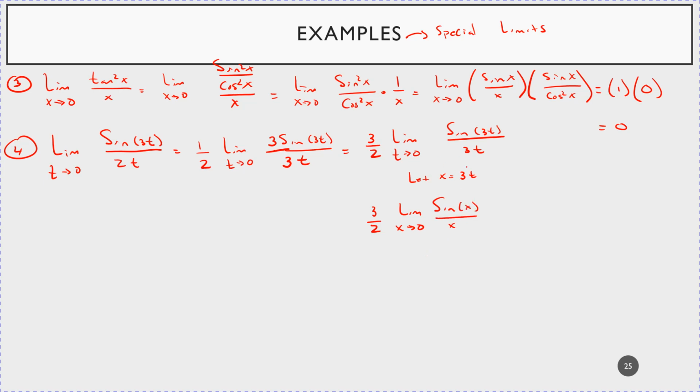But if this seems confusing to you, what you can just remember is as long as what's inside the sine function and what's in the denominator is the same, then it still equals 1. So this becomes 3/2 times 1. So this is 3/2. So the trick was, look, I had a 3 in here. I have to put a 3 down here. But to put a 3 down here, I also have to put a 3 in the numerator as well.